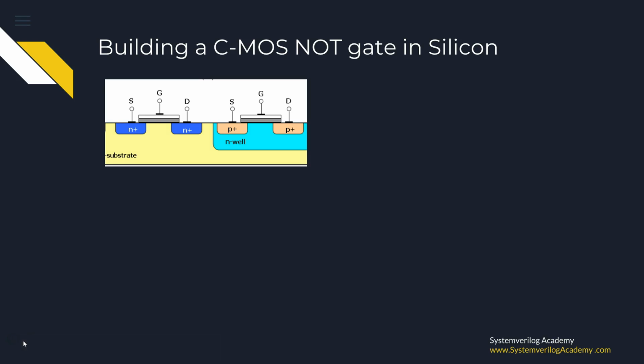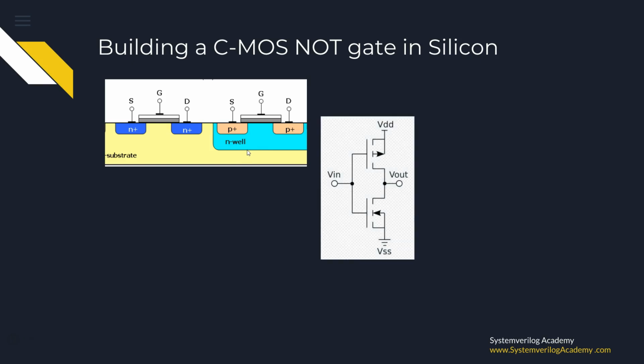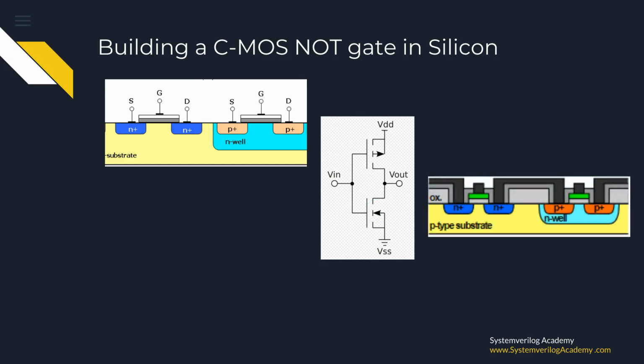Building a CMOS NOT gate in silicon. The transistors used in modern ICs are MOSFETs. They are of two types, PMOS and NMOS transistors. Here, the first diagram shows how NMOS and PMOS transistors are manufactured into a P-type substrate. The NMOS needs two N+ regions in the P substrate, and the PMOS needs two P+ regions in an N well. The second diagram shows the circuit diagram of a NOT gate made with a PMOS and NMOS transistor. The third diagram shows the cross-section view of a NOT gate made in a P-type substrate.